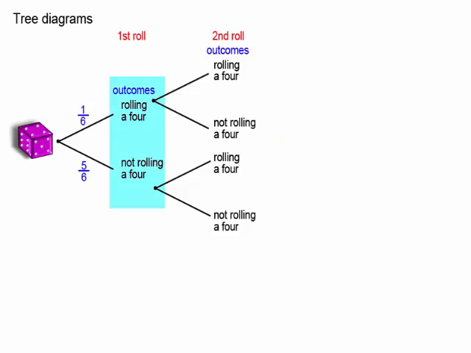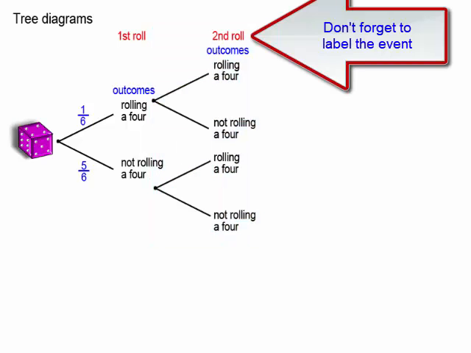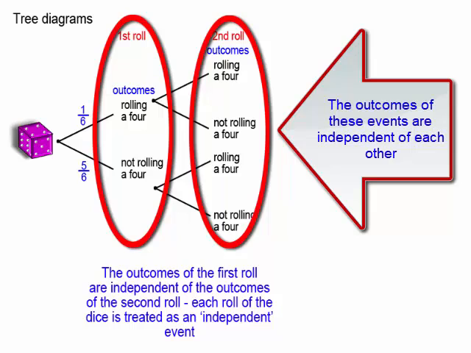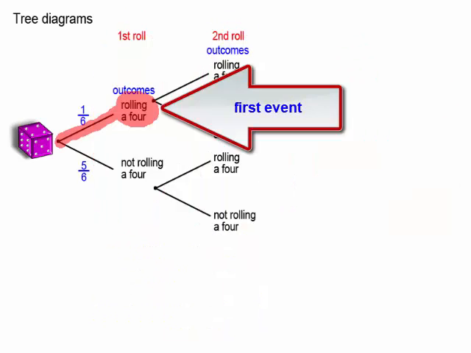Say after we have rolled the dice for the first time, we want to roll the dice for a second time and calculate the probabilities of rolling a 4 and not rolling a 4 for these events. So just to recap, this is the first event, or the first roll of the dice, and these are the outcomes for the second event, or the second roll of the dice, and we label this event. The outcomes of the first event have no effect on the outcomes of the second event, so these two events are described as being independent of each other.